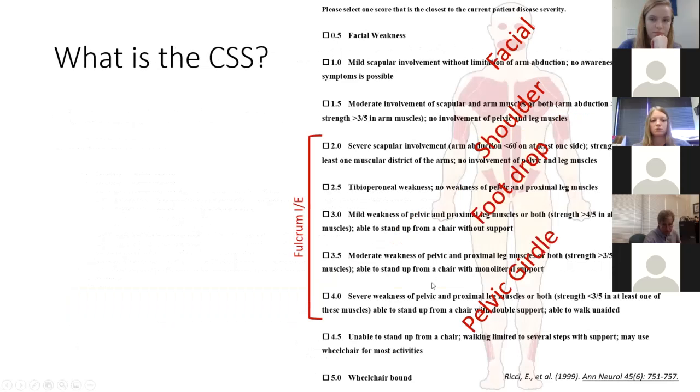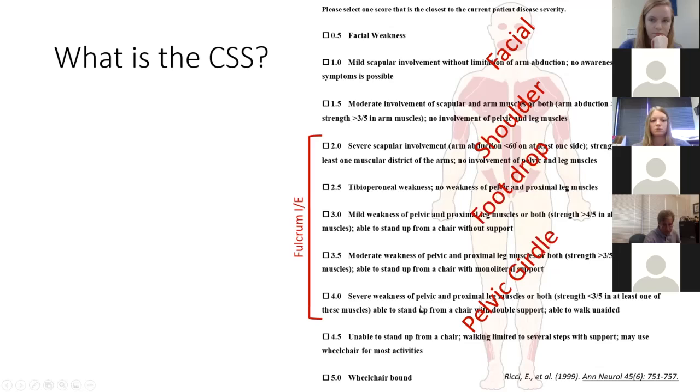So what are these things? Well, this is the clinical severity score. It was designed by an Italian group. You can see that cartoon I had shown you earlier that just shows us the typical pattern of FSHD. The severity scale literally just follows that pattern. It starts with facial weakness on the less severe end, then the shoulders are affected, then later the distal leg, and then finally the more proximal leg.